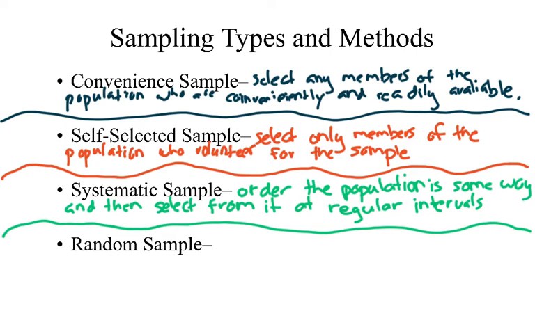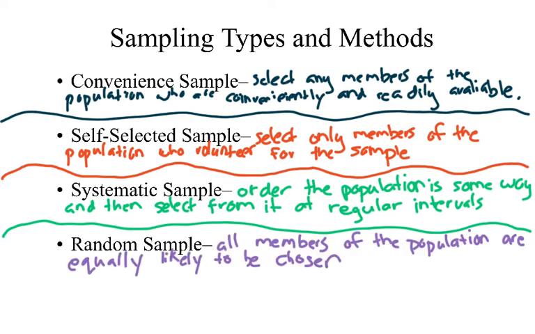And then a random sample means that all members of the population are equally likely to be chosen. Sometimes we'll also call this a simple random sample, or an SRS. So this would be using our number table, a spinner, a die, flipping a coin, or putting everybody's name into a pot and then pulling them out.